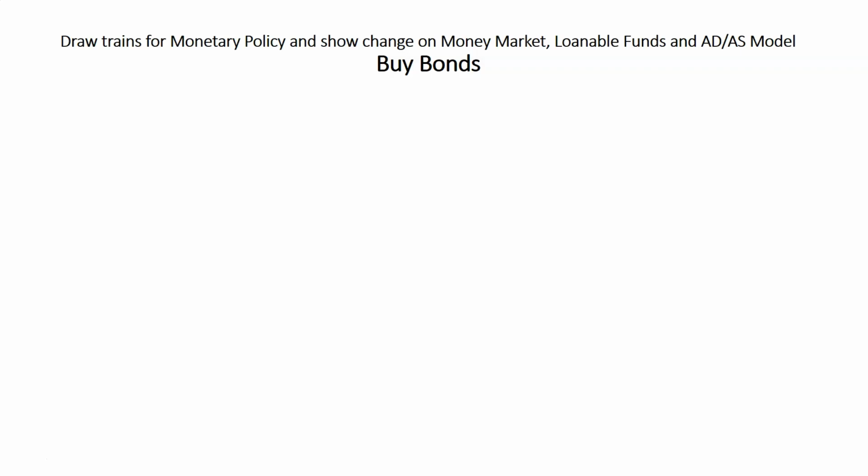Okay, so now let's get into monetary policy and look at what happens when the Fed utilizes one of its tools of monetary policy. I call them trains, but I like to write out all of the different things that are affected, and then you can display that on your three different graphs: the money market, loanable funds, and the ADAS model. The first one that we have here is buying bonds. So pause for a moment, write out the train for buying bonds, and then show the impact that it has on the three different graphs.